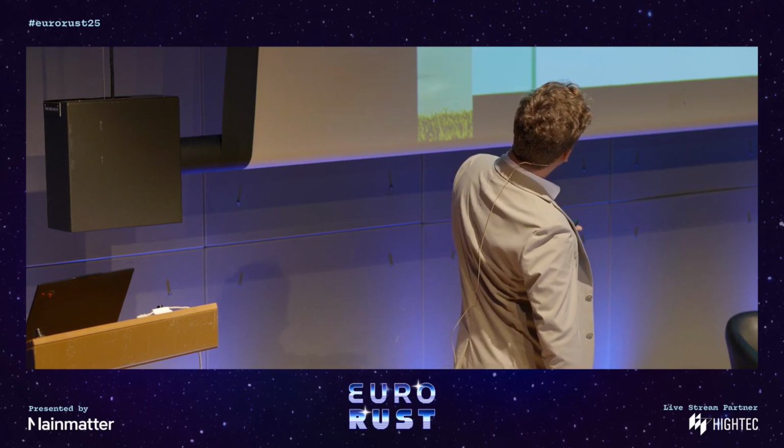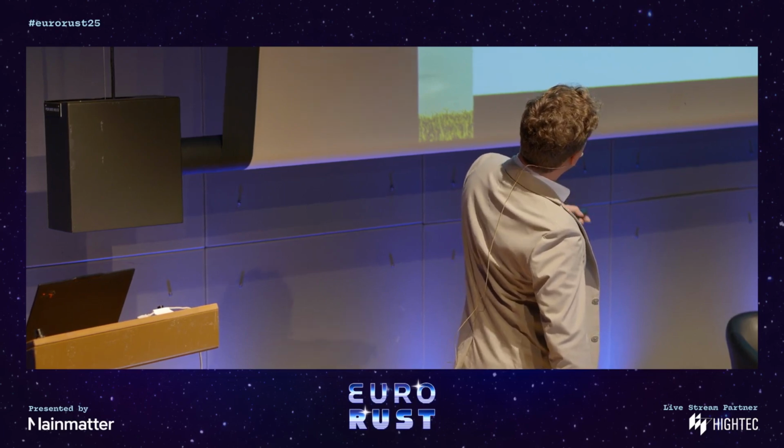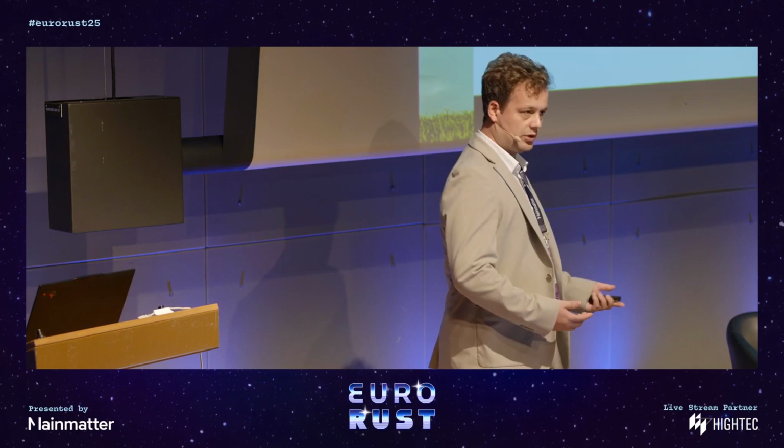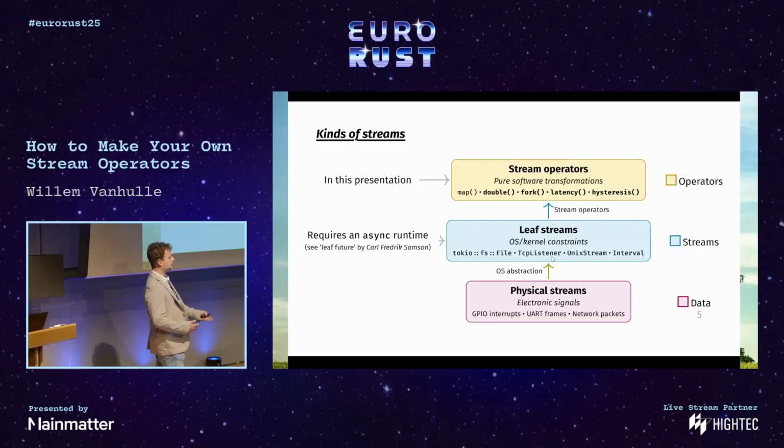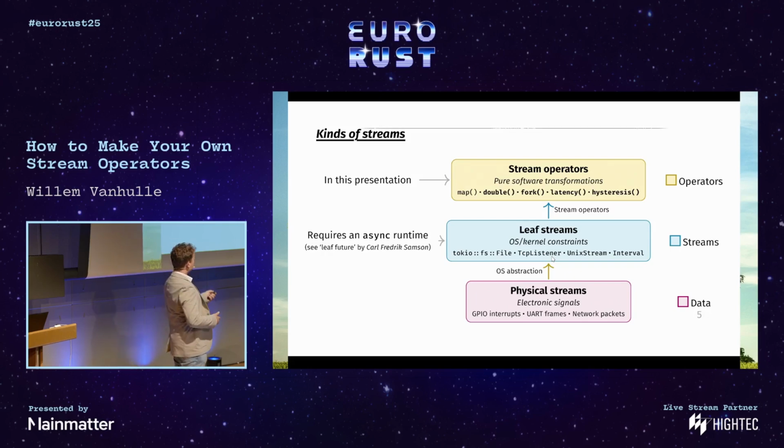So first of all, you could say there are several kinds of streams. There are the actual physical streams that contain the actual data, the electrons, the photons which are flowing through the cables. We're not going to talk about that today. There's also the leaf streams, which are a bit like leaf futures. These are the futures that don't have any other future beneath them. And leaf streams are the streams that don't have any other stream behind them. And they usually correspond to streams provided by the async runtime that are very close to the operating system. But today will be more about stream operators, so the yellow one.